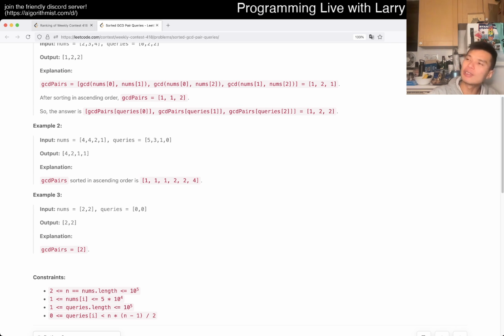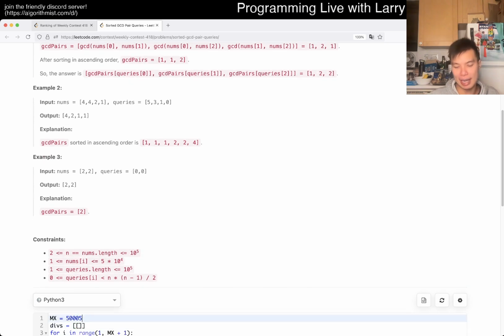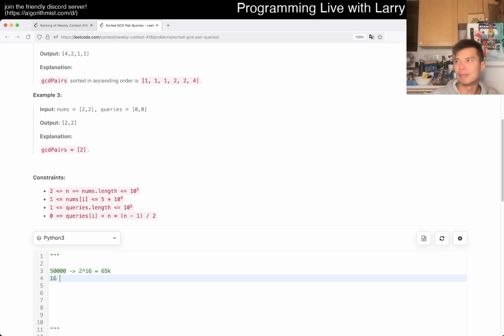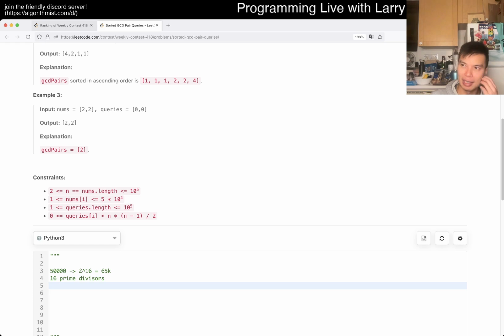Yeah, and the way that I think about it is that, okay, well, we have 50,000 numbers. What does that mean? There are two ideas that I had here, right? Spoiler alert. One is that given 50,000, how many prime factors are there? Well, it turns out that 2 to the 16 is like 65k, right? So that means that 50,000 has at most 16 prime divisors, not necessarily unique. Every number will have at most 16 prime divisors, which means that most numbers don't have that many.